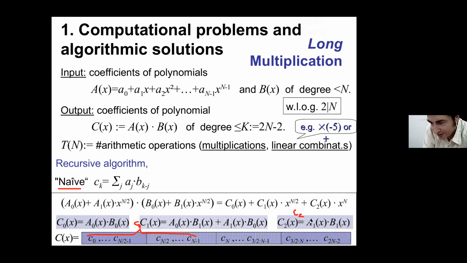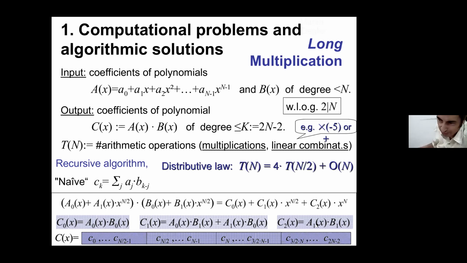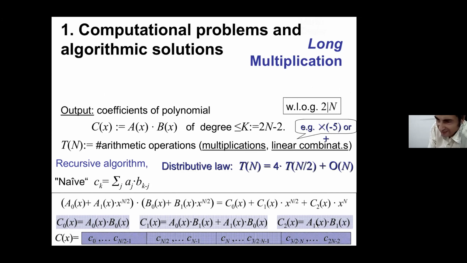What creates the complexity in this situation is the number of multiplications. If you do this in the usual way, you have 1, 2, 3, 4 multiplications. You plug it into the master theorem, and you see that this is O of n squared. So with this you gained nothing.